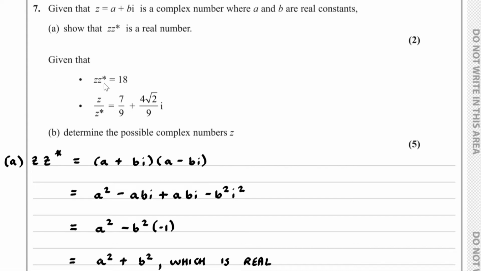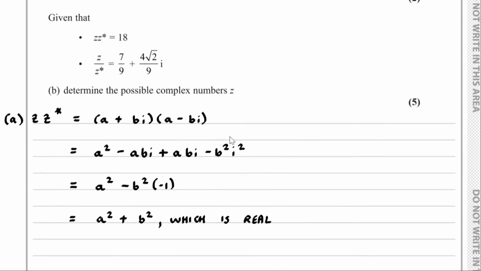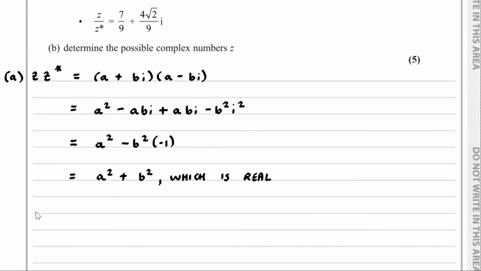Now, given that z times z star is 18 and z over z star is equal to 7 over 9 plus 4 root 2 over 9i, we have to determine the possible complex numbers z. Well, for part B, I've got z times by z star, which is 18. Now I already know what z times z star is. That's a squared plus b squared. So z times by z star equals 18 would imply that a squared plus b squared equals 18.